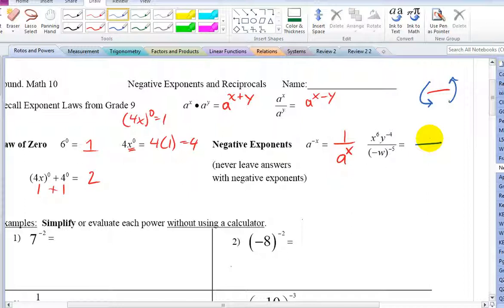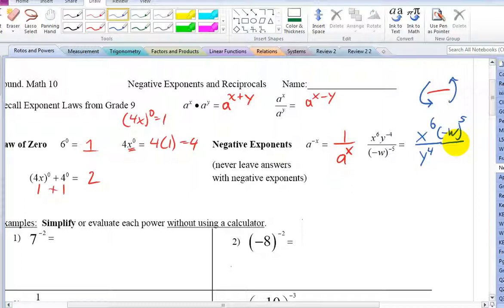Should we flip the x? Does the x have a negative exponent? No, so it does not move. Does the y have a negative exponent? Yes, so that changes. What about the w? Does it have a negative exponent? Yes, so it changes. Notice how the exponent changes, but the w still is negative.